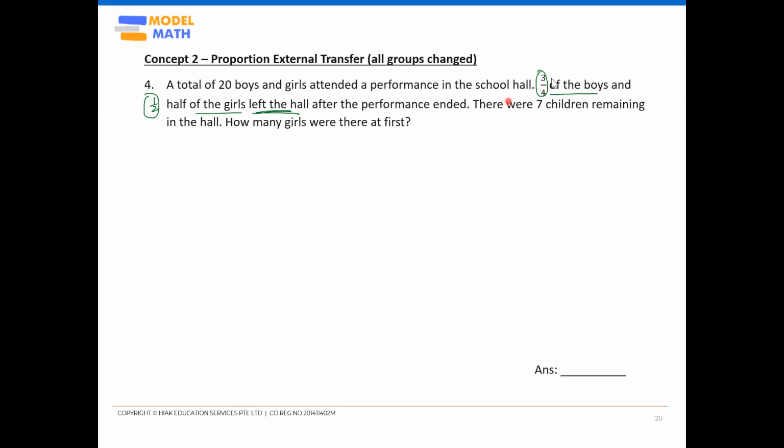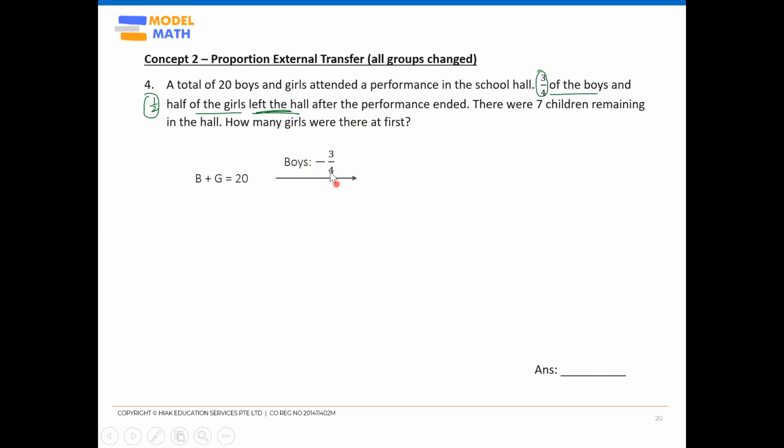And also this proportion transfer, we can rewrite as ratios, just like what we did for concept 1. So let's work on that. Total boys and girls at the beginning, I can just put B plus G equals 20, boys plus girls. So this is your before information. Now I'm going to record down the change, which is to draw an arrow. The change is that 3/4 of the boys left the hall. So there's a decrease in the number of boys.